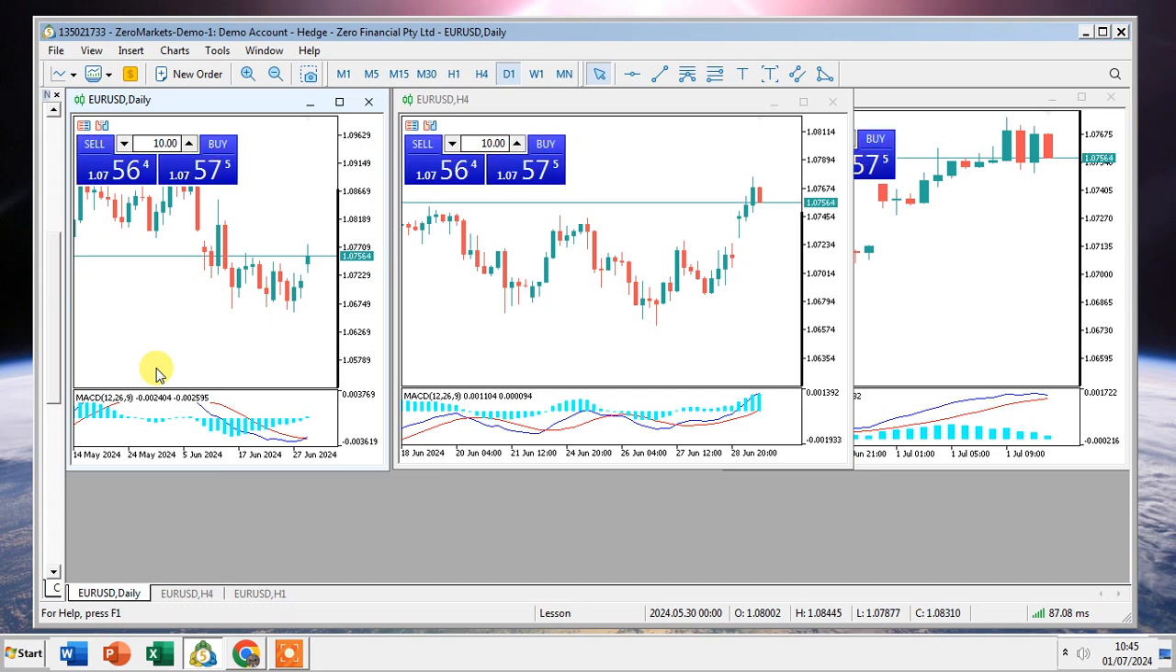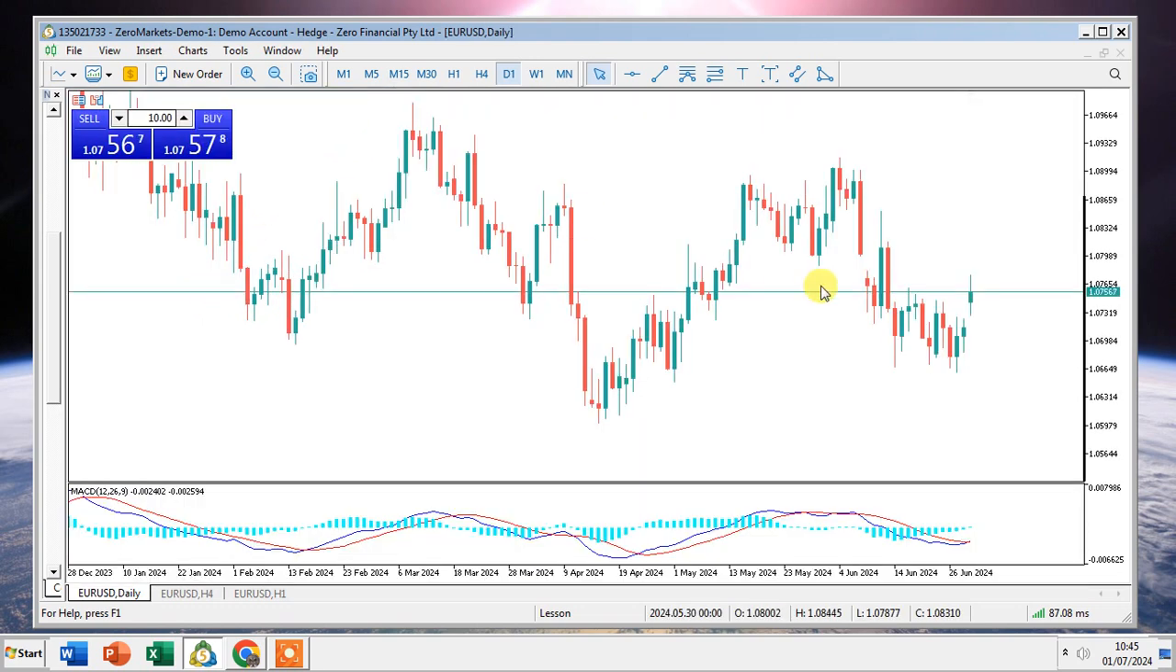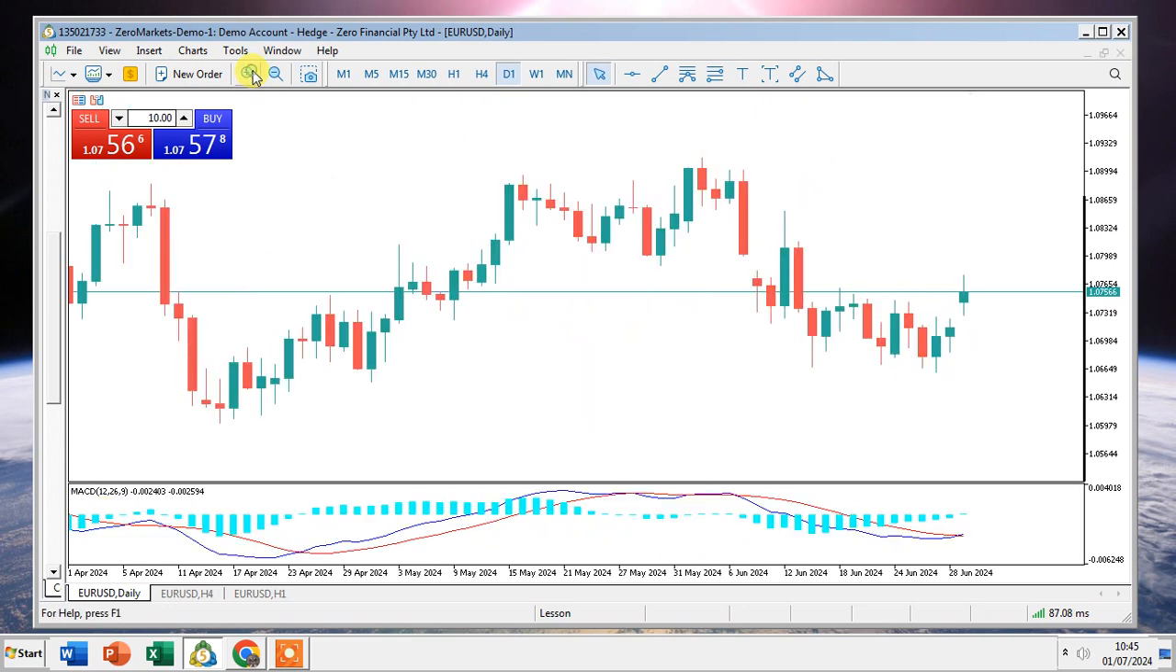It's Monday. I'm looking for a setup to sell the Eurodollar and we had a good pullback. We've got a gap in the market and so let's have a look and see if there's any patterns that we can trade. So the first thing I would do is look at the daily chart. You can see this is the daily chart.